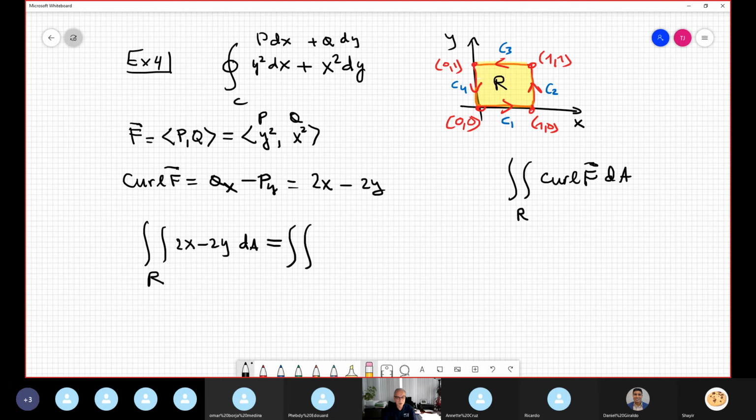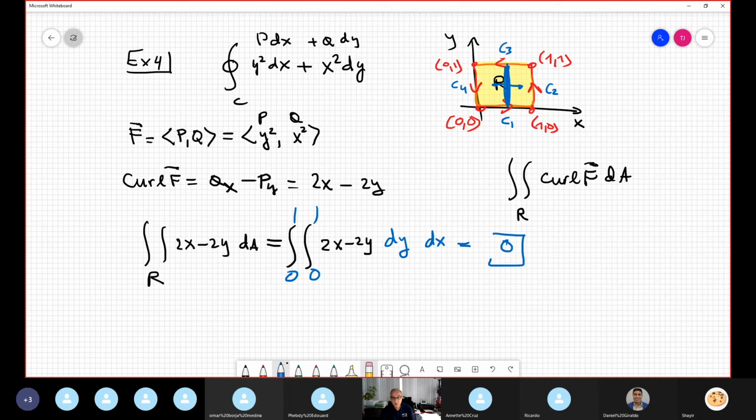Okay, this is the moment to set up the double integral. The integrand function is 2x minus 2y. Remember, if there are no restrictions or anything complicated, I prefer this order of integration: dy first, dx secondly. Now the limits are obvious, from 0 to 1, 0 to 1, easy. I did that. The answer is 0.